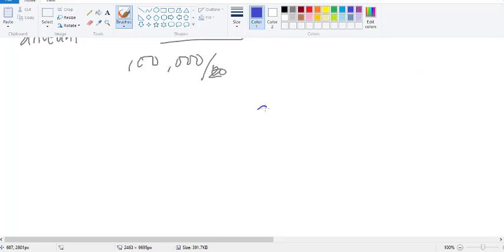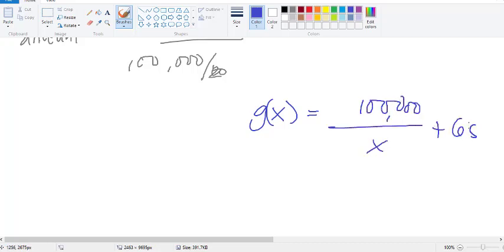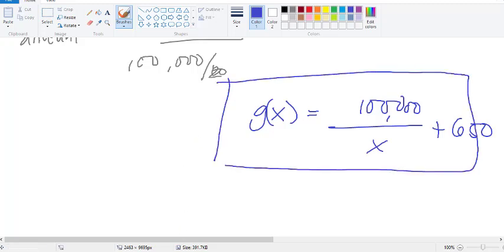So just change it. It becomes 100,000 divided by x, plus, whatever that is, add 650. That's it. Simple. Okay?